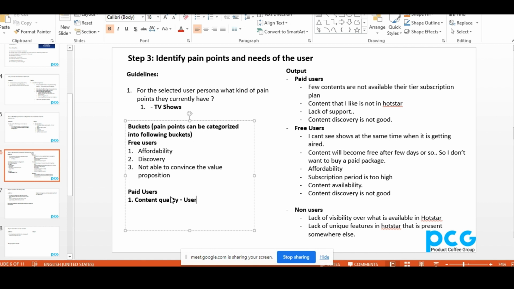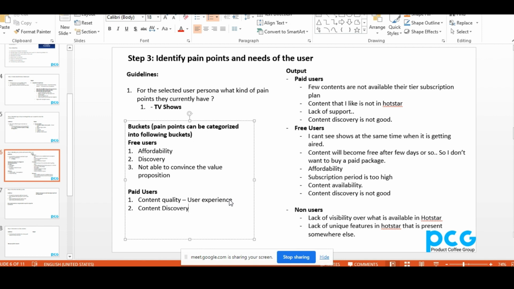First thing that could be a pain point. The other big pain point is that I watch certain content, now I'm out of content. You are not able to drive discovery of good content for me. You are not able to give me good recommendations as per my past watch history. That could be a huge pain point.